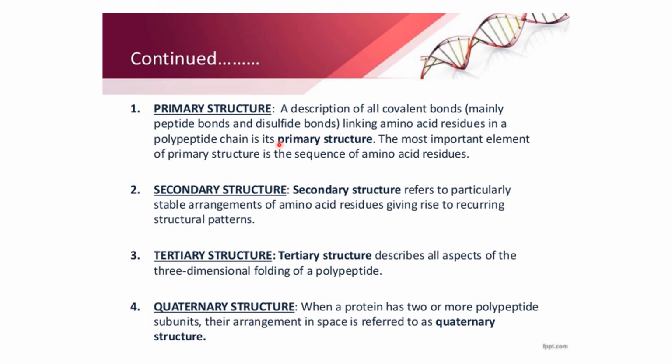So we have four types of structural aspects of protein molecules: primary structure, secondary structure, tertiary structure, quaternary structure. Hope you have understood the structure of proteins and amino acids.